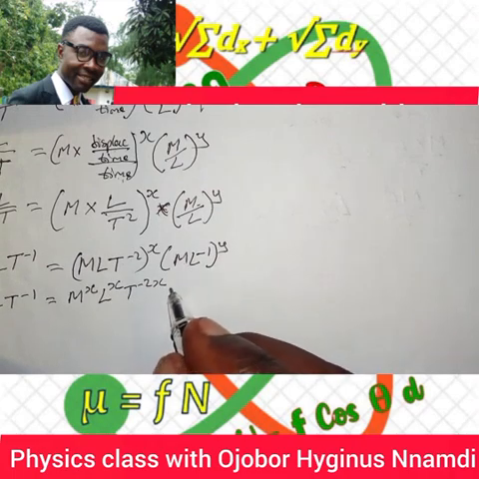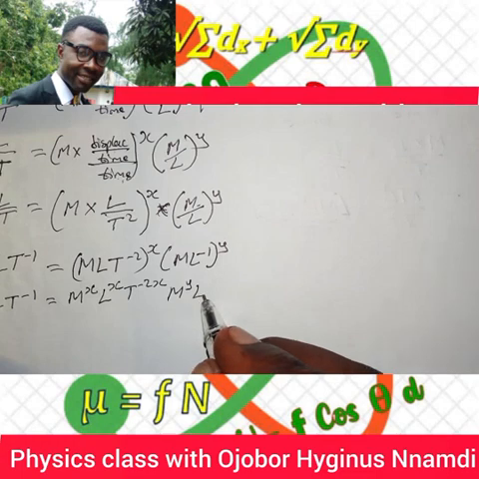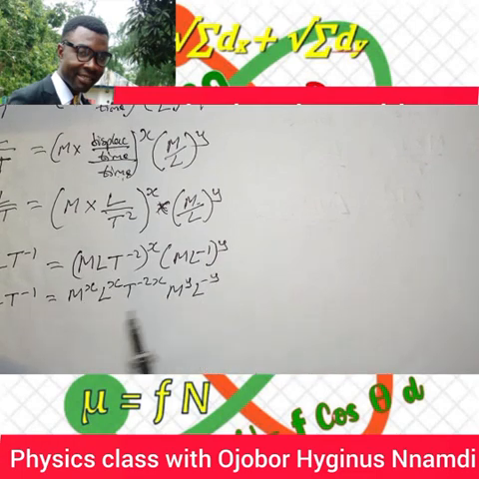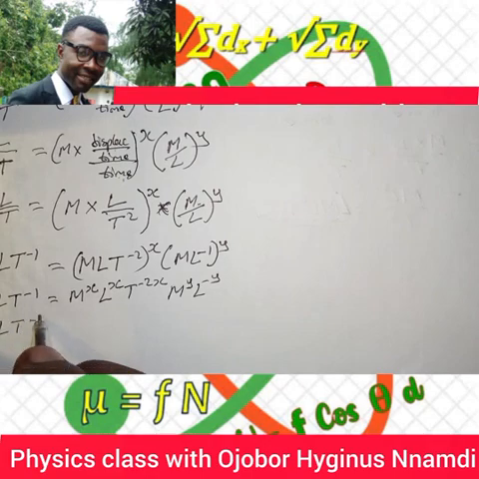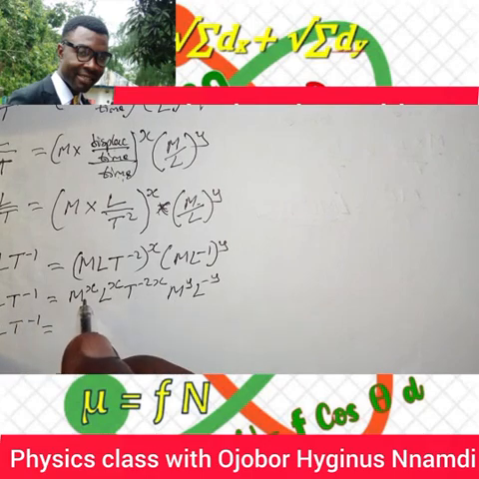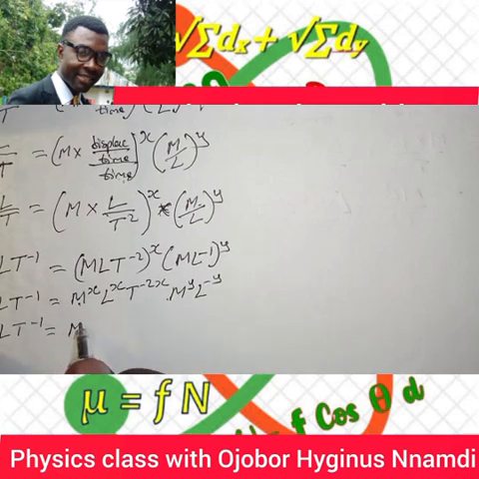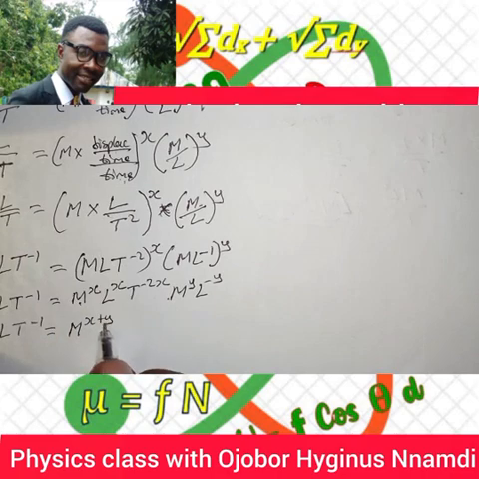And then this other one is m raised to power y. L raised to power minus 1 times y is minus y. So we collect like terms. We have LC raised to power minus 1 here is equal to m. By indices, since the bases are the same, we add the powers. So we have m raised to power x plus y.